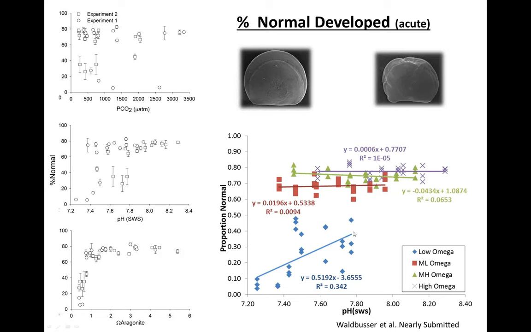What you'll see is a bit of a relationship at the very lowest omega. These are typically in the area of about 0.5 with respect to saturation state for aragonite. But once we get closer to 1, though still undersaturated, and at these higher values, there's really no effect of pH on proportion normal developed. So it looks like at these really low pHs maybe there's some impact, but if saturation state is okay, then there's really no effect of pH. The majority of the effect is, in fact, driven by saturation state and not pH.